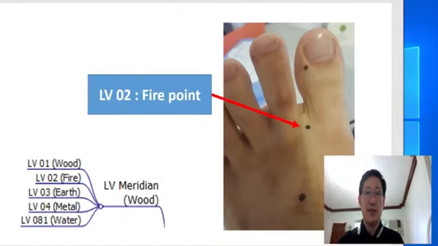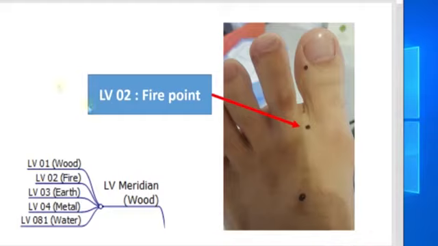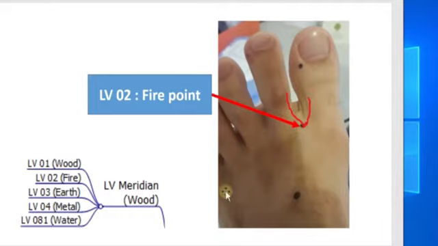And next one is LV2, the fire point. It is similar to the water point of the Yang organ. Follow this line and this line like that. Follow this line and this line. The cross point is the fire point.